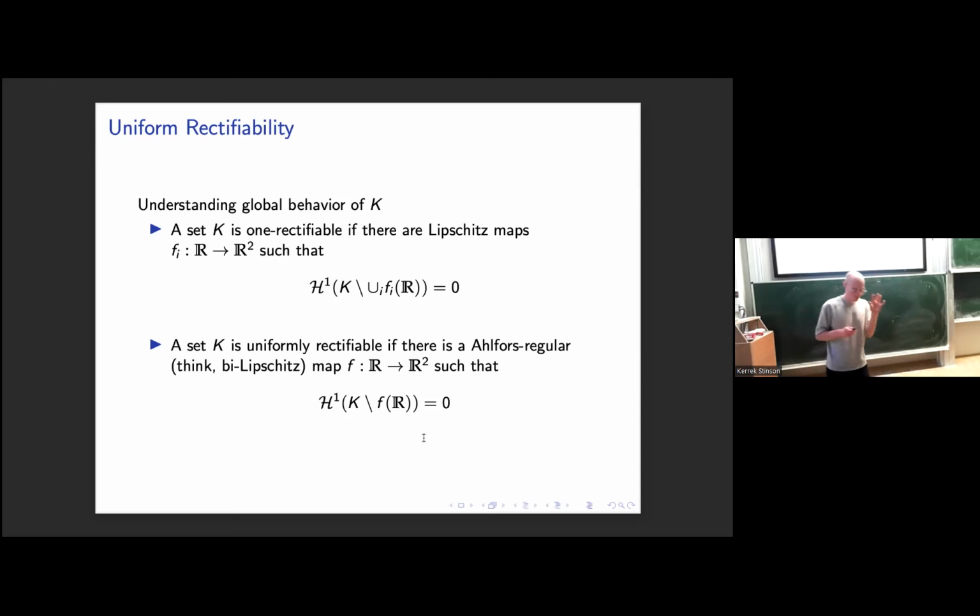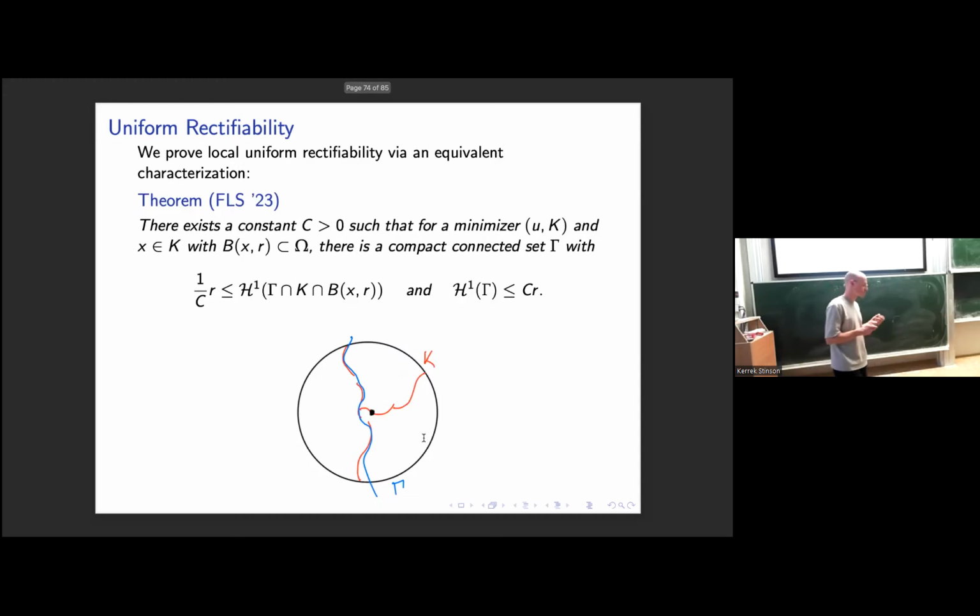And the reason it's nice to be uniform is that your set K will inherit properties from the single Lipschitz map, which has a single Lipschitz constant, and this will be nice. So we actually prove something slightly weaker, which is locally uniform rectifiability, but it's enough.